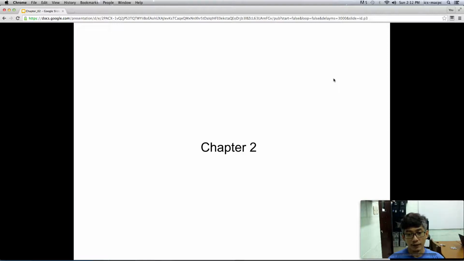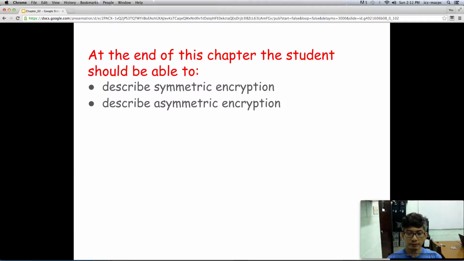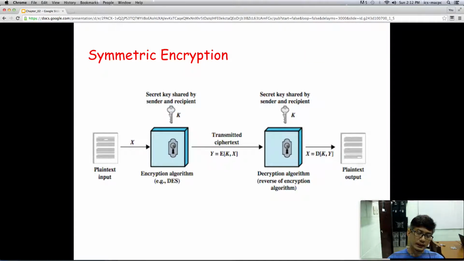Today's topic will talk about the following. At the end of this chapter, you should be able to describe symmetric encryption and asymmetric encryption. So, how does symmetric encryption work?